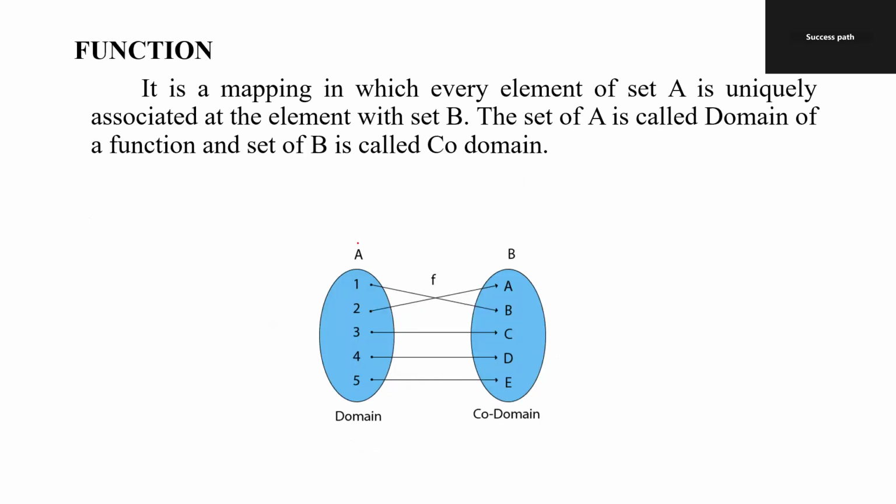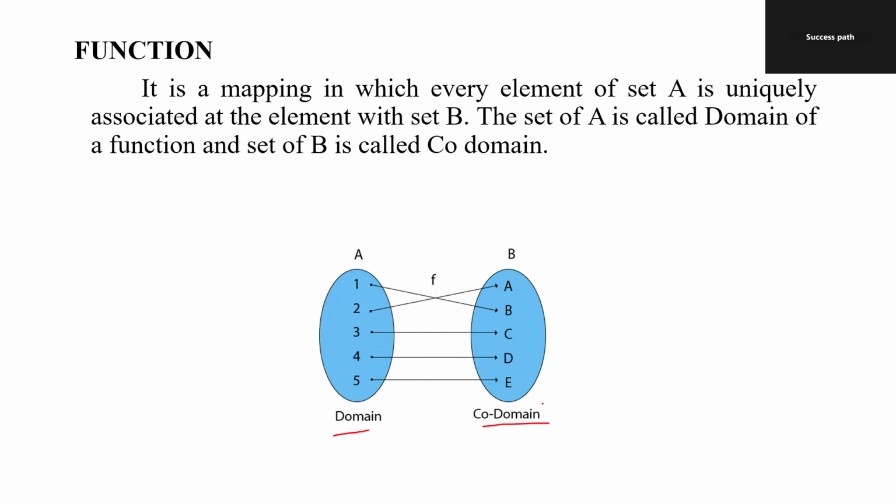Next one, function. Functions also sometimes we will get as questions. These are all basic questions, but we have to know them, as they are in the syllabus in discrete mathematics. A function is a mapping where each element of set A is uniquely associated with an element of set B. The set A is called the domain of the function and set B is called the codomain. This is the domain, this is the codomain. Depending on the function they have given, it has to match.